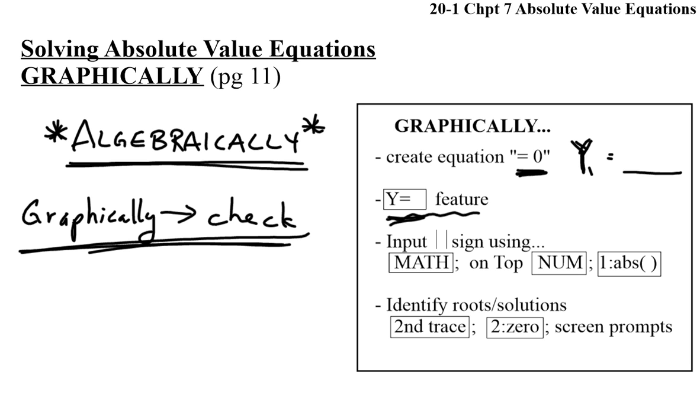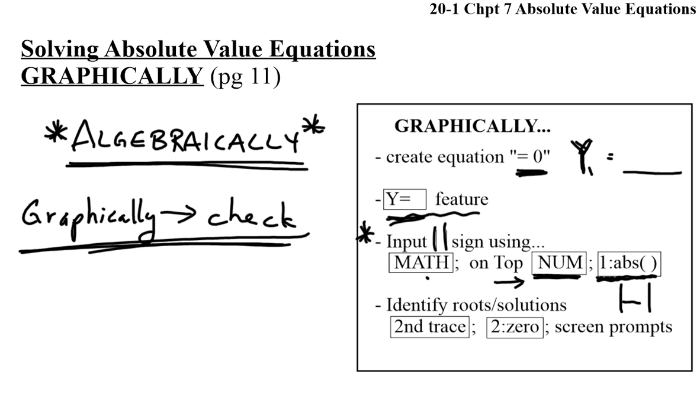Now a little bit different is if you want to input an absolute value sign, you're going to hit the math button, and on the top of your display, you want to scroll to the right once, so you highlight num, which will then give you the option to choose 1, abs, and when you hit that, a set of absolute value brackets will show up and you can punch inside of that.